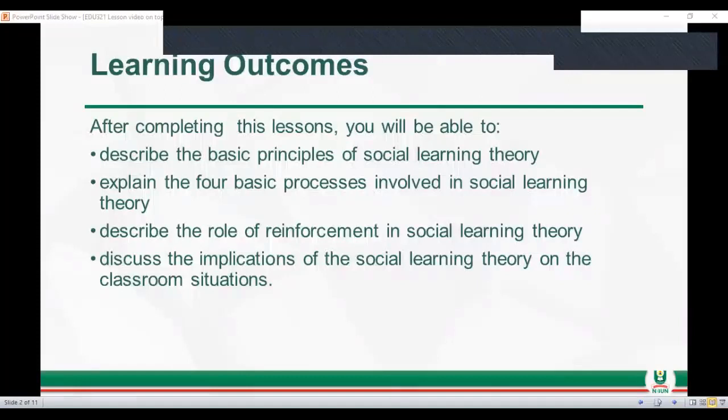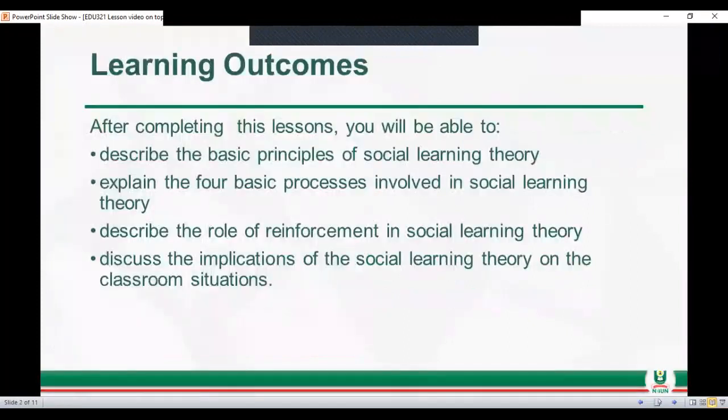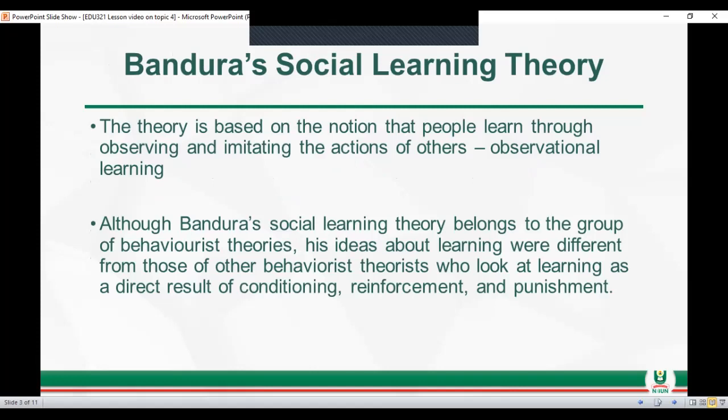Okay, like I said, we are treating the topic of Bandura's social learning theory, and what are the learning objectives? After completing these lessons, you'll be able to describe the basic principles of social learning theory. You'll be able to explain the four basic processes involved in social learning theory. You'll be able to describe the role of reinforcement in social learning theory. And of course, you'll be able to discuss the implications of the social learning theory on the classroom. Let's get started.